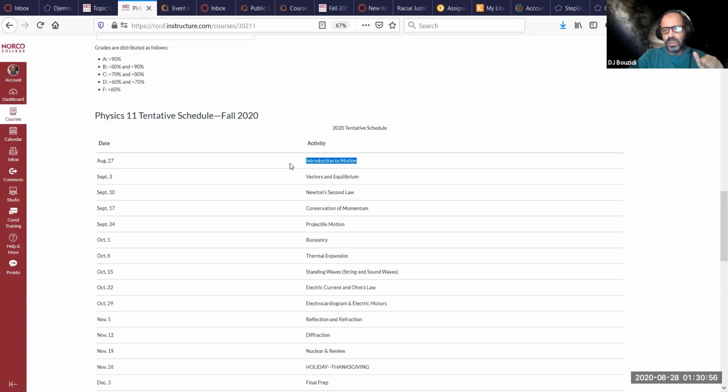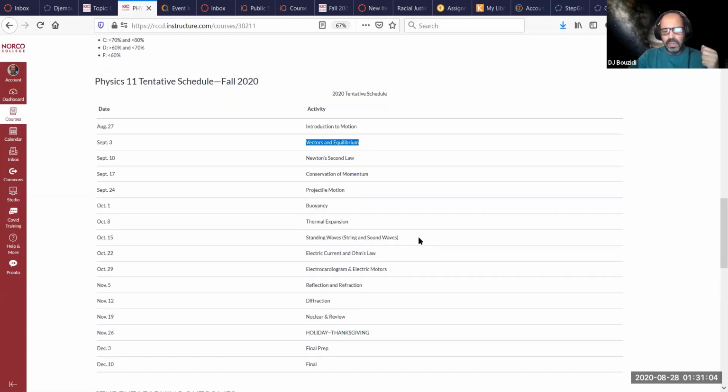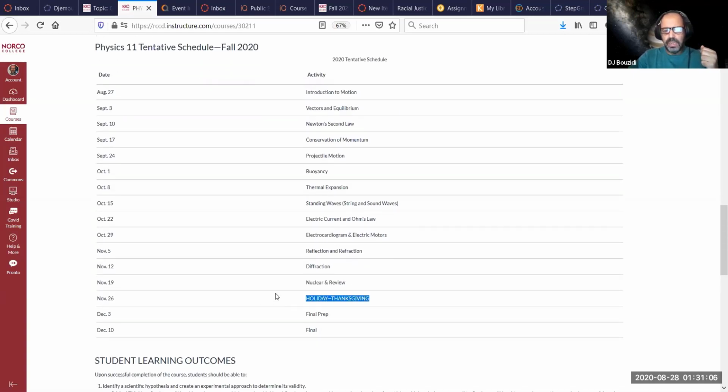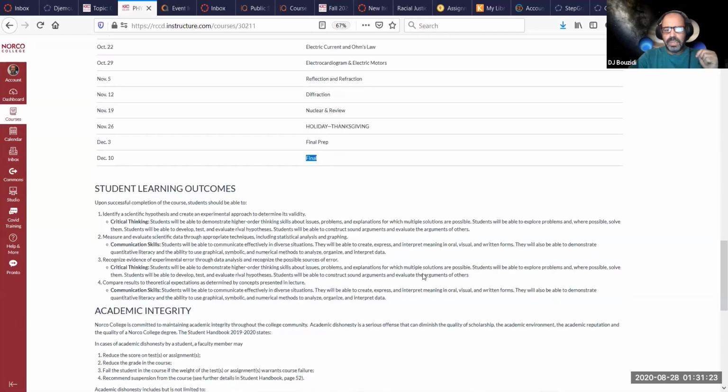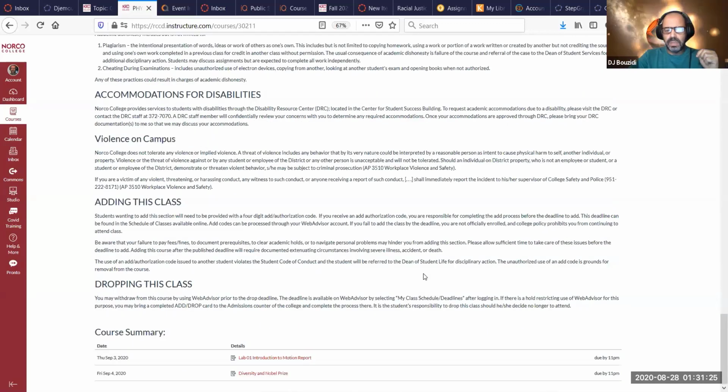Today, we're going to start with motion. Then next week, which is the 3rd, we're going to do vectors and equilibrium. And then we're going to go on. Don't forget that there is a holiday in here, and everything else should be fine, okay? The 3rd is actually when you get your assignment for the final. So by the 3rd or the 4th, you could submit your assignment, okay? You don't have to wait for the final on the 10th. So that's in a nutshell what the syllabus is for this class.